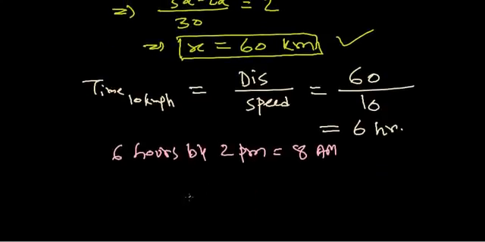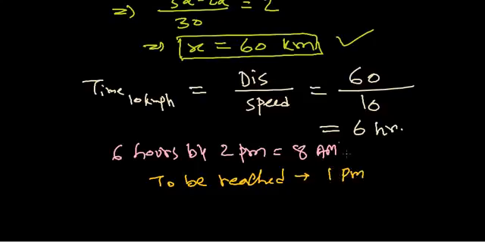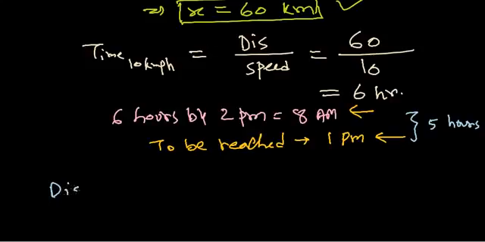So once we know this, the required speed to reach there at 1 p.m.: Robert needs to reach there at 1 p.m., and he started his journey at 8 a.m. So what is the time Robert has here? From 8 a.m. to 1 p.m., it is a 5 hours duration. So Robert now has 5 hours, and the distance to be covered is the same that we found, that is 60 kilometers.